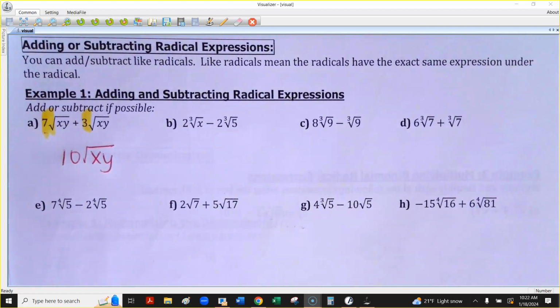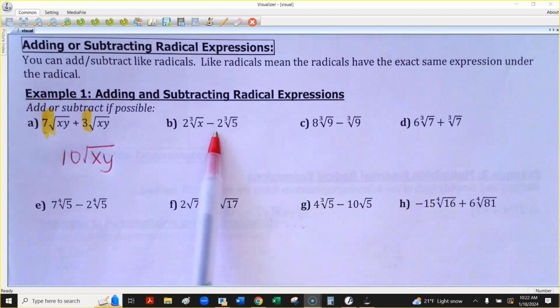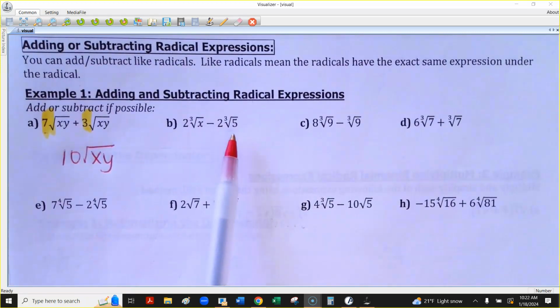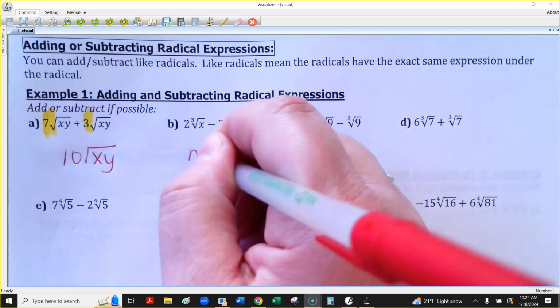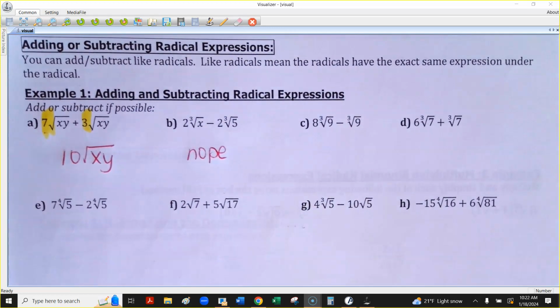If you look at the next question, I have 2 cube roots of x minus 2 cube roots of 5. If they don't have the same thing under the radical, then that's as simplified as you can get. I can't do anything more there. That's that question. There's nothing more I can do.